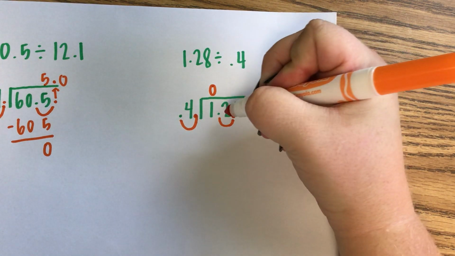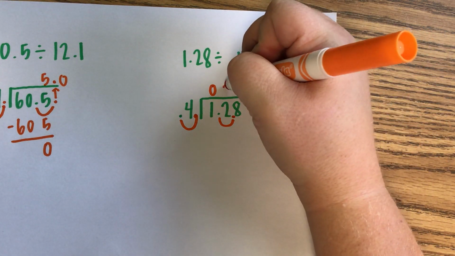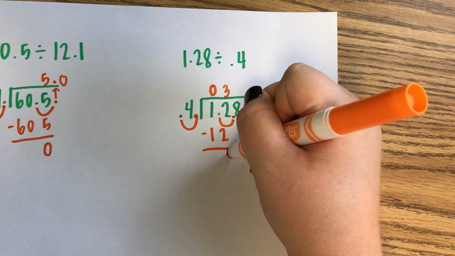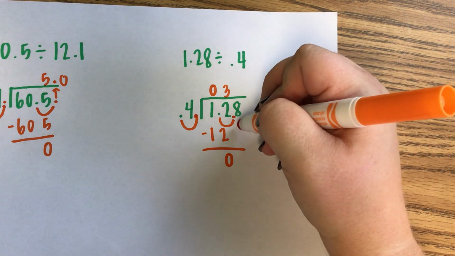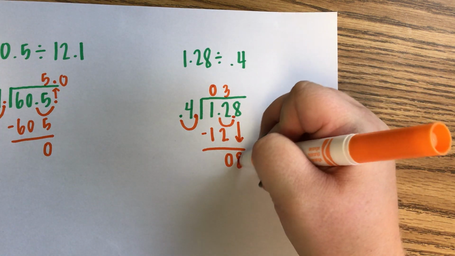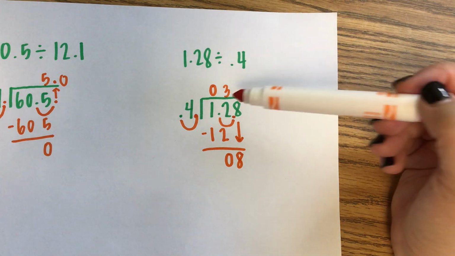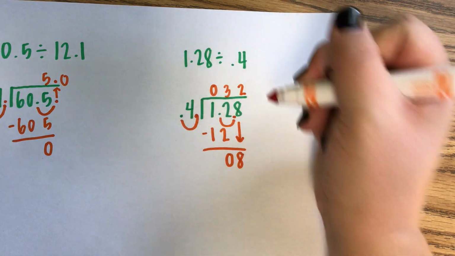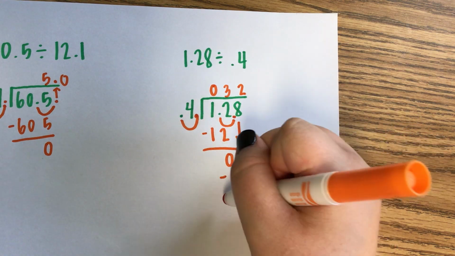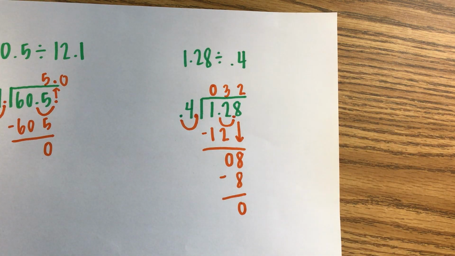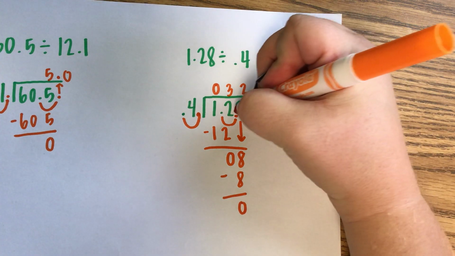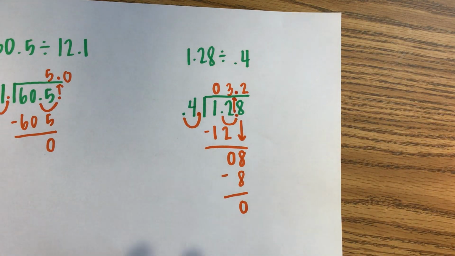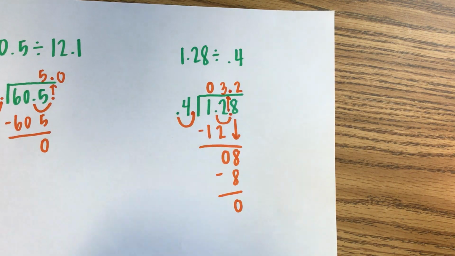How many times does 4 go into 12? I know that's 3. Minus 12 gives me 0, okay? I'm going to pull down that 8. So now how many times does 4 go into 8? That's twice. Minus 8 gives me 0. Now, I need to bring up my decimal point. So I'm going to put a little arrow here, and you just shoot it up. So your answer would be 3.2.